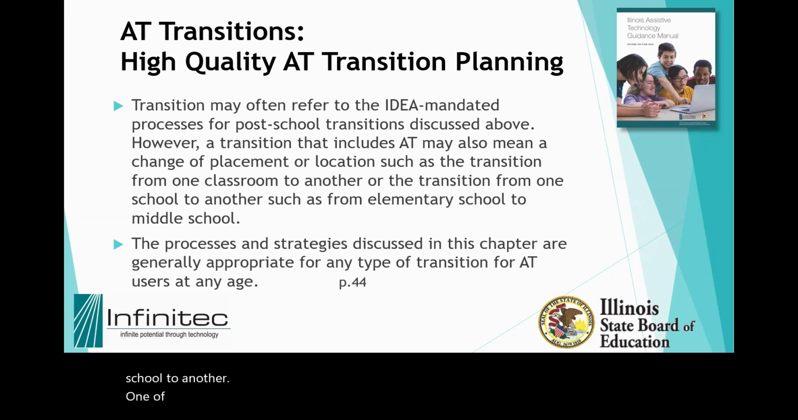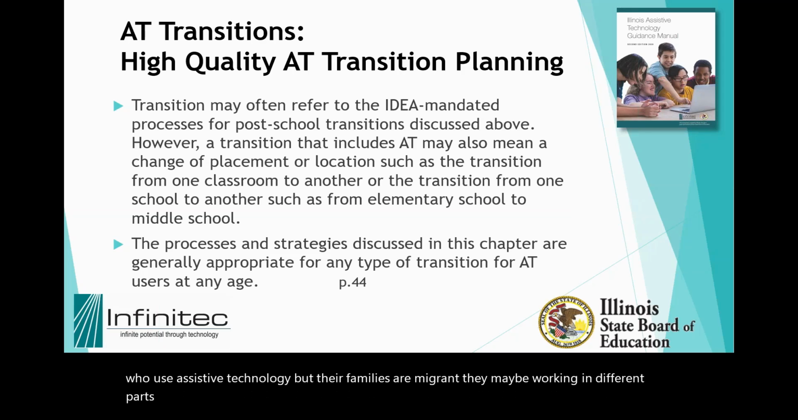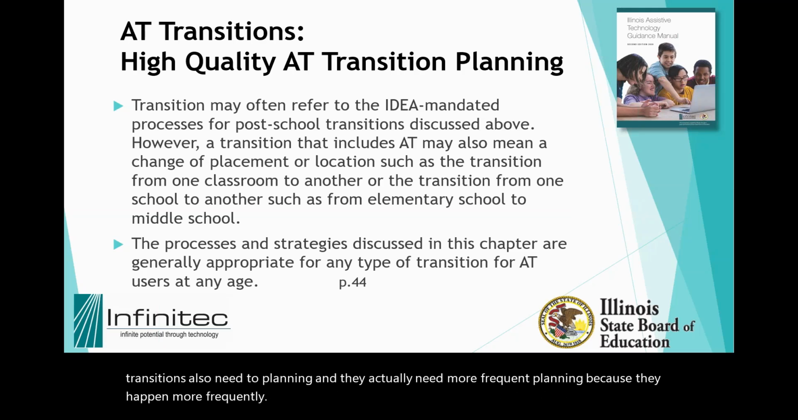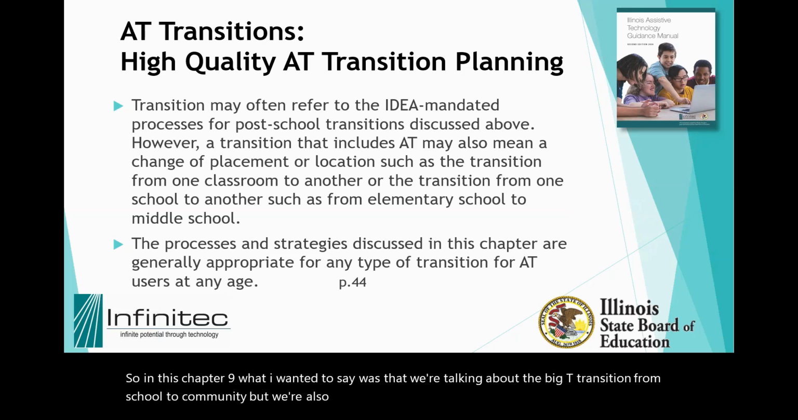One of the big areas that I have a fair amount of experience with is transition for students who use assistive technology, but their families are migrants. They may be working in different parts of the state at different times because of what crops are coming in. So those kinds of transitions also need some planning, and they actually need more frequent planning because they happen more frequently. So in this chapter 9, what I wanted to say was that we're talking about the big T, transition from school to community, but we're also talking about those little transitions that happen more frequently.